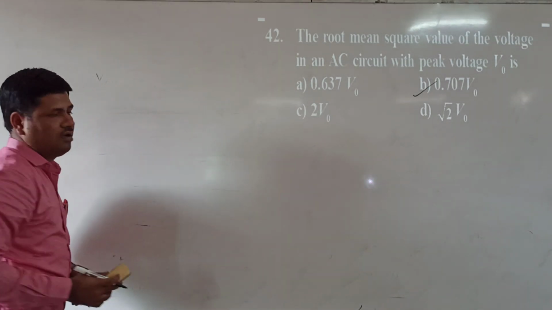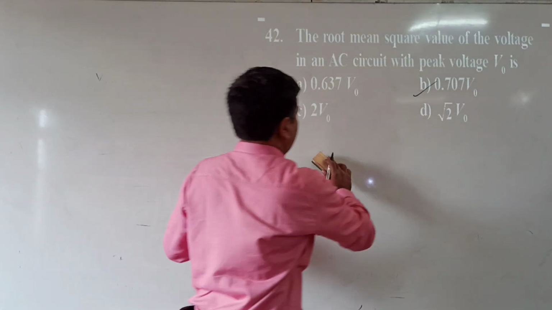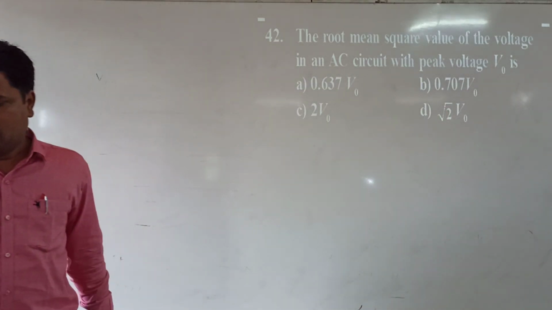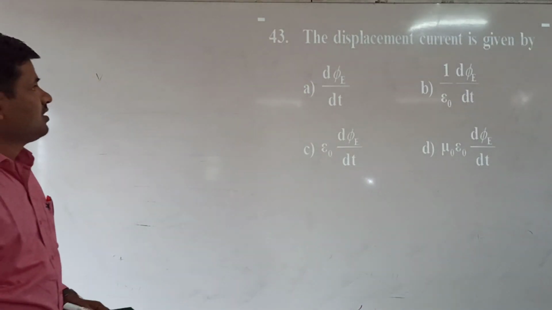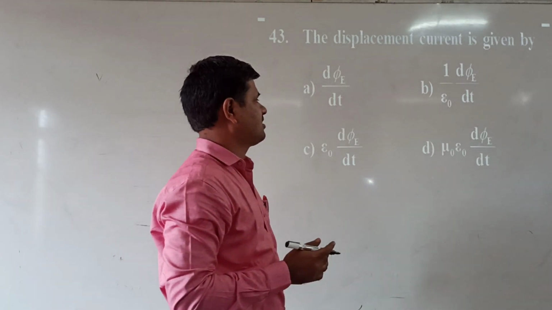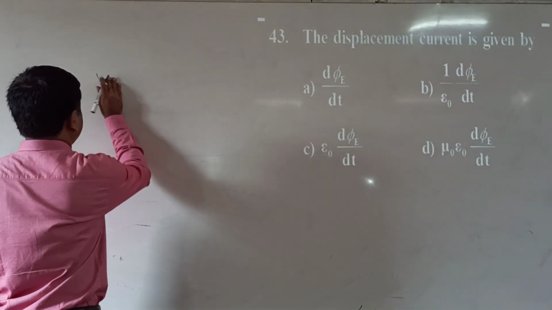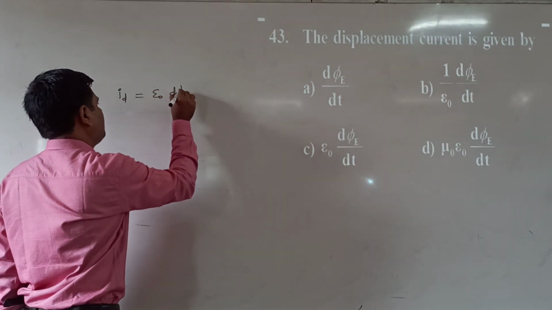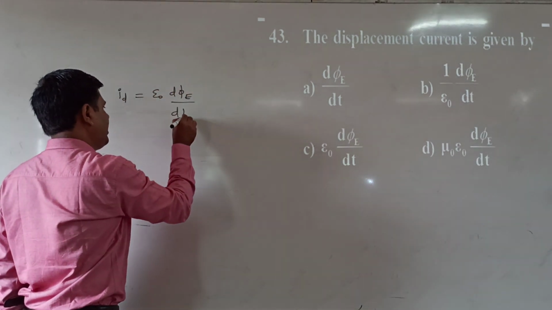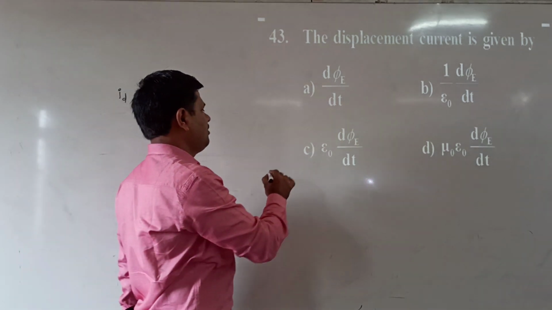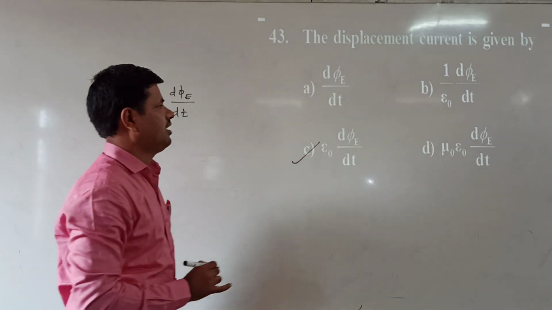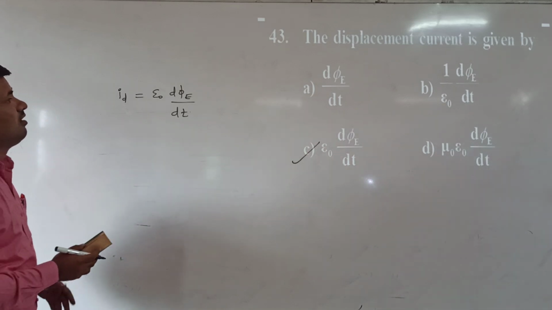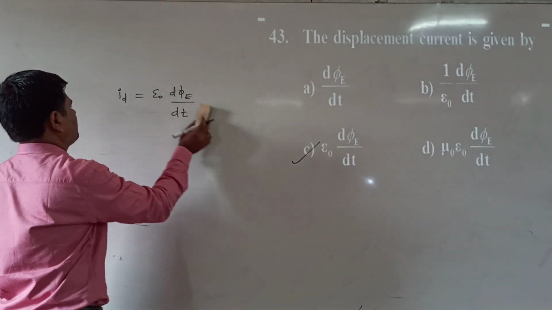Next question is question number 43. The displacement current. It is a direct answer. The displacement current I D is equal to epsilon naught into d phi of E by dt. Which option is correct here? C option is correct. That is the displacement current expression.